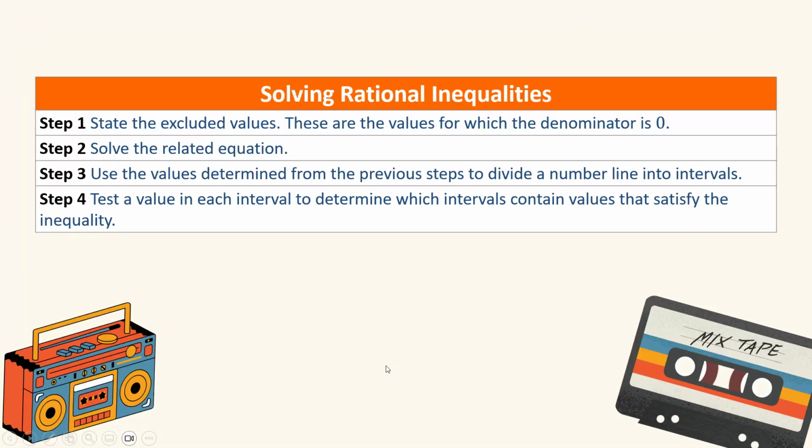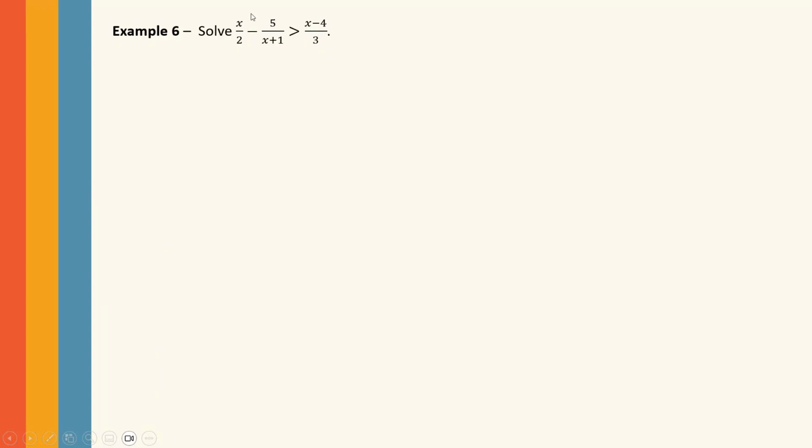To solve rational inequalities, first we want to figure out the excluded values, so anything that would make your denominator 0. Then we'll solve the related equation and use the values to divide a number line into intervals, and then we test a value in each interval to see if it makes the inequality true. So excluded values, -1 would be our only excluded value because -1 plus 1 is 0, so that's what would make the denominator 0. So that will be one of our points where we divide up our number line.